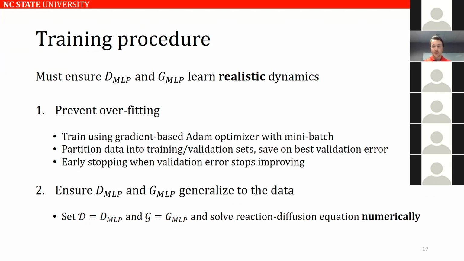So that prevents overfitting of the neural networks, but that's not enough. We want to ensure that D and G also generalize well to the data. So we resort to a more traditional method and freeze the weights. We freeze the parameters of D and G, and we replace the diffusivity and growth functions of the governing PDE with these multilayer perceptron models, and then numerically solve the resulting reaction-diffusion equation using the method of lines approach that John was also discussing.